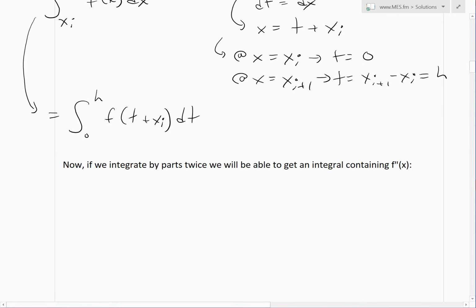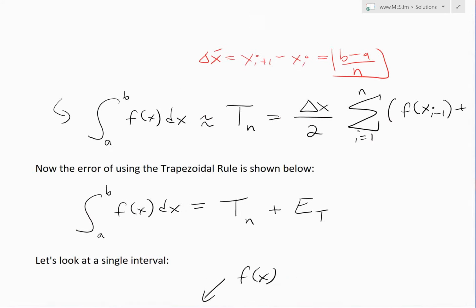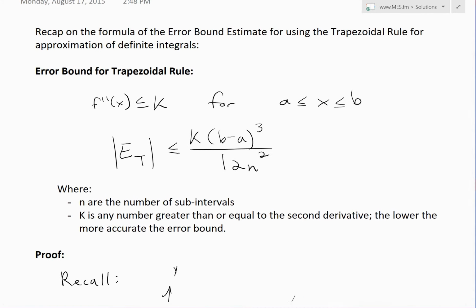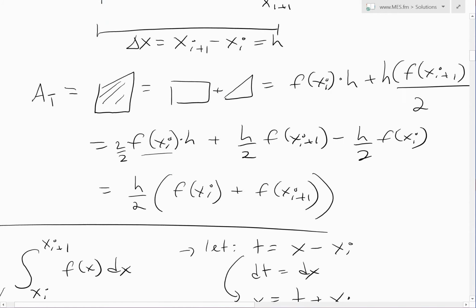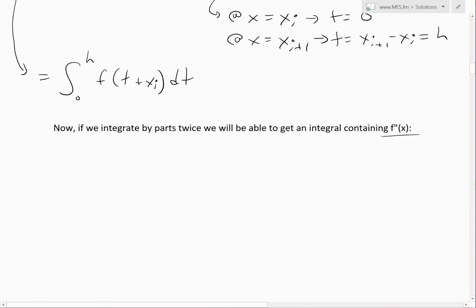Now if we use integration by parts twice, we will be able to get an integral containing f double prime of x, because that's what we are trying to prove here. So basically we are trying to write the summation in terms of the second derivative. In this case, since we're using integration by parts, let me just recap: the integral of u dv equals uv from a to b, minus the integral from a to b of v du.